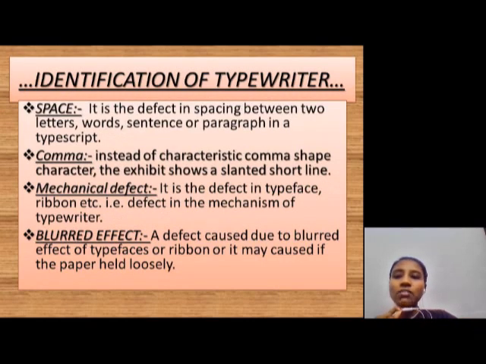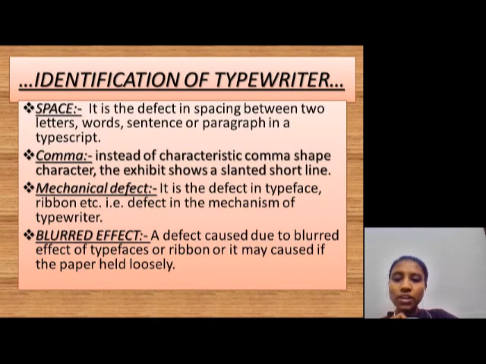How can we identify a typewriter? First, we can compare its spacing. It is a defect in spacing between two letters, words, characters, paragraphs, and sentences of a typescript. Next, the comma. Instead of the usual characteristics, some typewriters show a slanted short line, or some show a cylindrical shaped comma. Mechanical defect. It is a defect in the typeface and ribbon, that is, the mechanism of the typewriter.